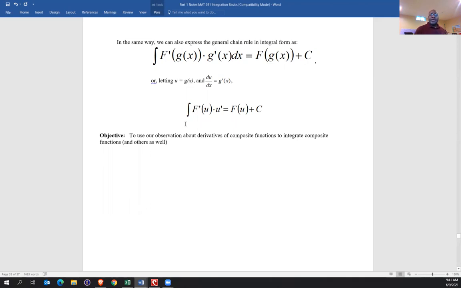So our objective here is going to be to use the observations about the derivatives of composite functions using the chain rule in order to integrate composite functions and also to be able to integrate other types of functions as well. All right, so let's look at what this is about.